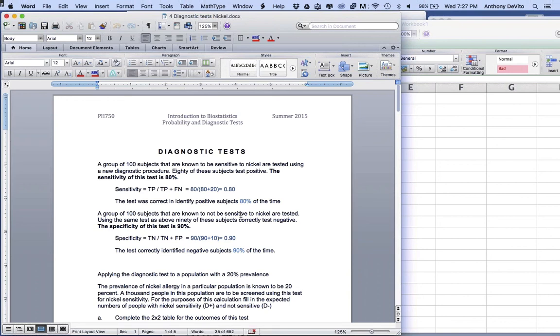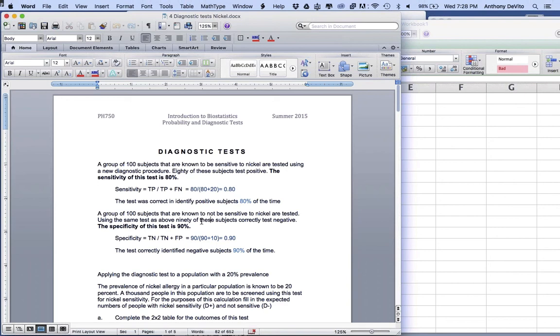And this happens. Some tests will give you false positives. In fact, almost any test will give you some false positives. So 90% of the time, though, it got it right. It said people that don't have a nickel allergy are negative in this test. That's called the specificity of the test.